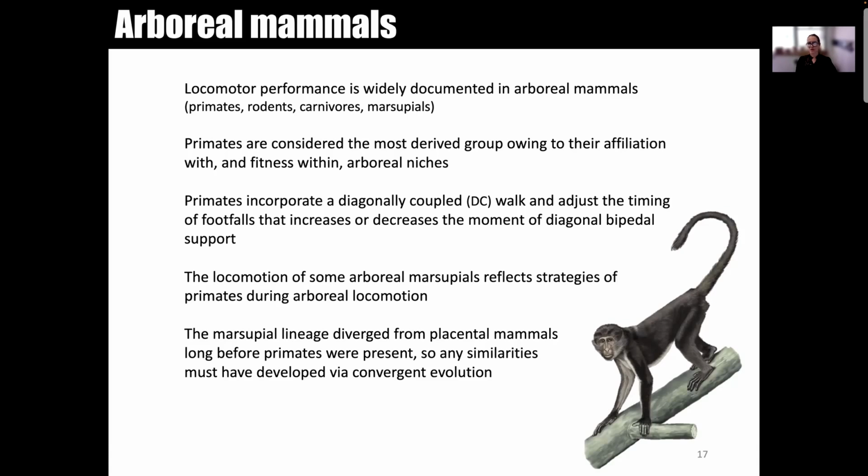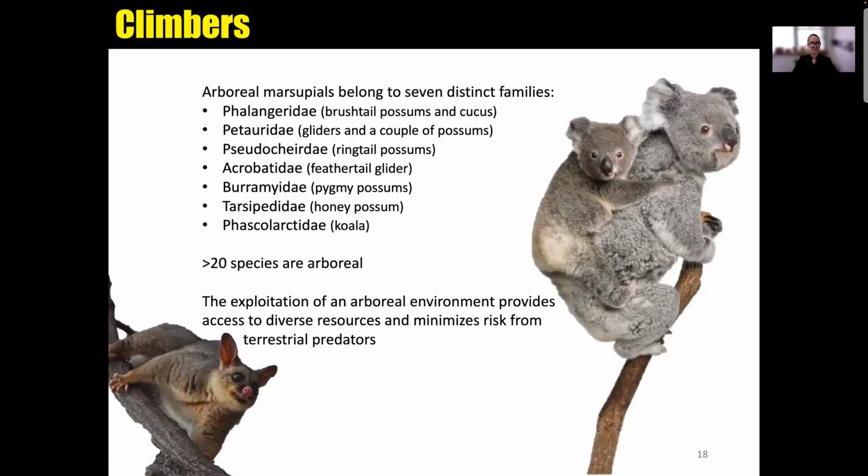But the fact that the marsupial lineage diverged from placental mammals long before primates were present indicates that these similarities have obviously developed via convergent evolution. We recognise that arboreal marsupials belong to 7 distinct families. So there are more than 20 species of marsupials that are actually arboreal. And the exploitation of an arboreal environment provides access to diverse resources and minimises risk from terrestrial predators.